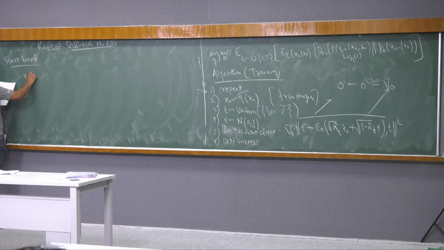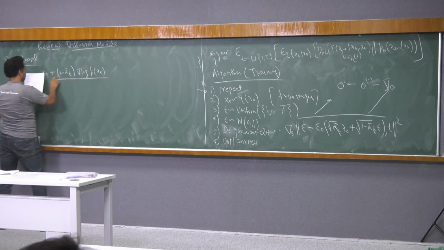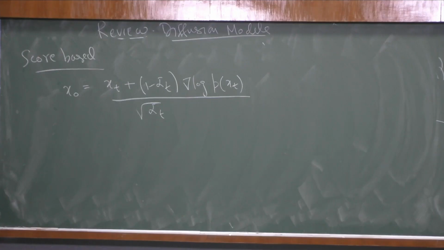So again I will write x naught now, but we see x naught like this: xt plus 1 minus alpha bar t grad log p xt, divided by square root of alpha bar t. This is another way of seeing x naught, and you have these terms now, grad log p xt and so on. I can write a few steps, but I want to skip it because I already did it. We derived this in the last class, so you can check how I derived this. This was using Tweedie's formula.